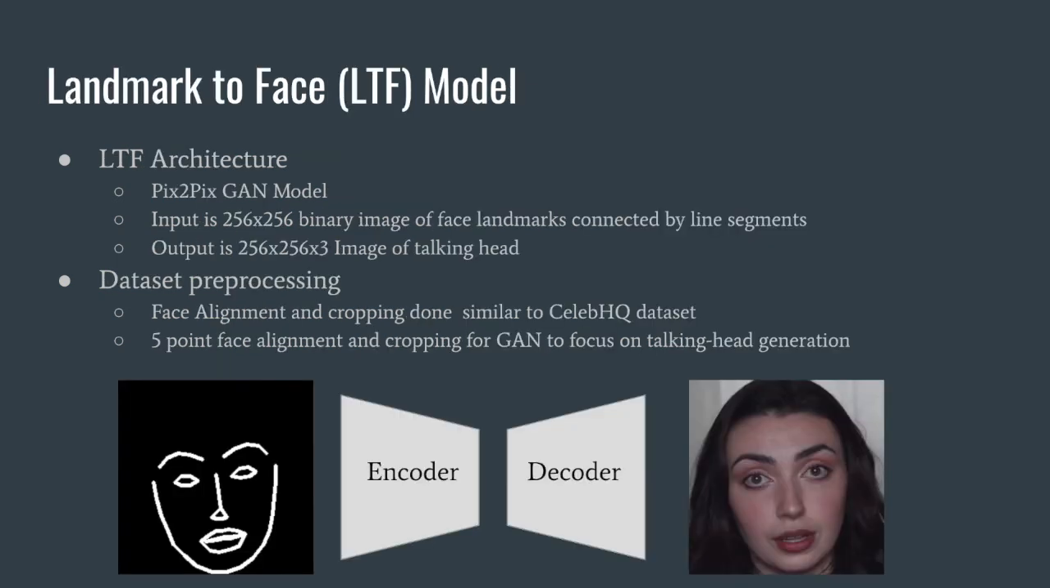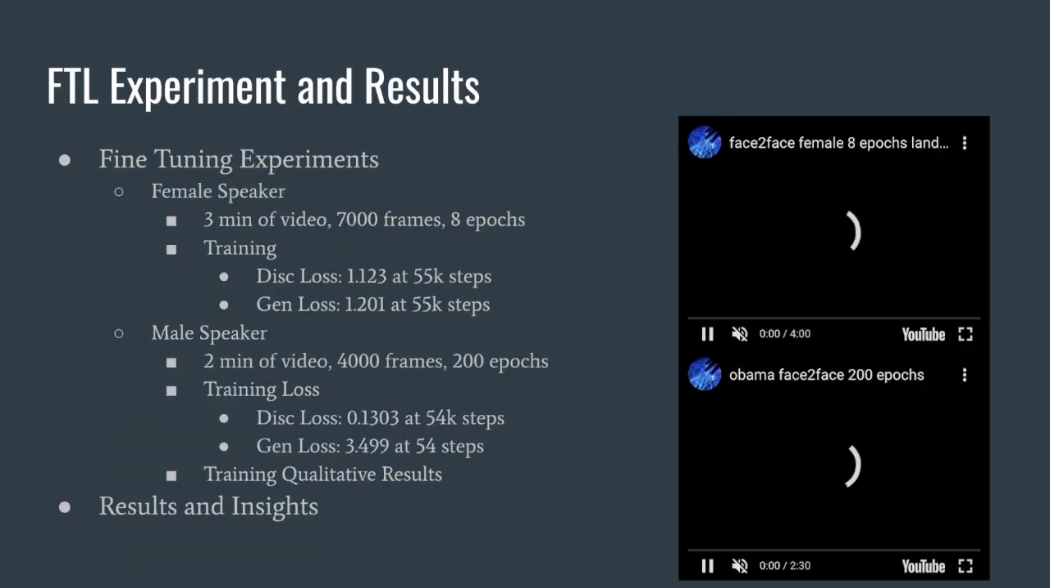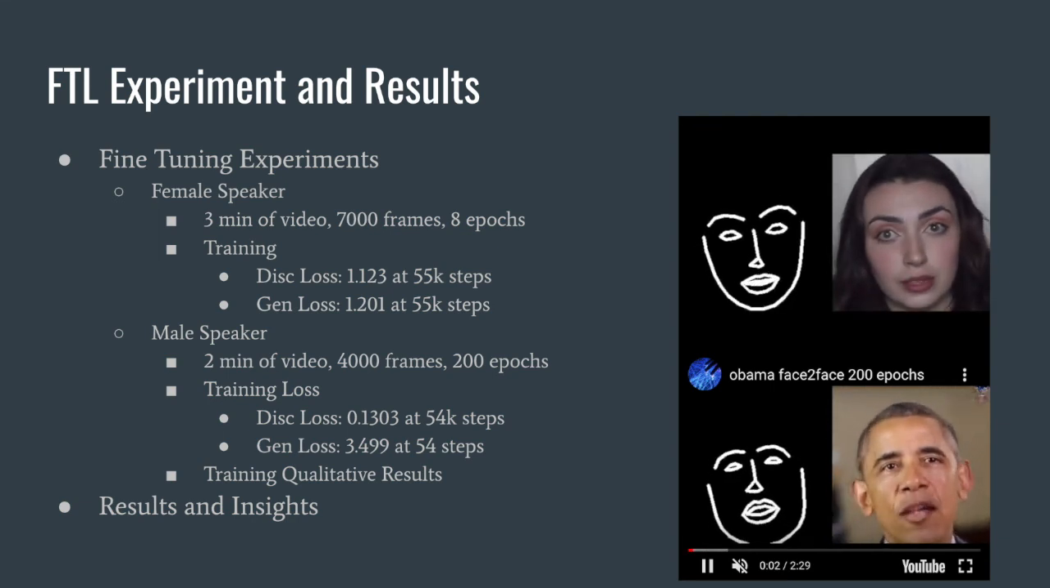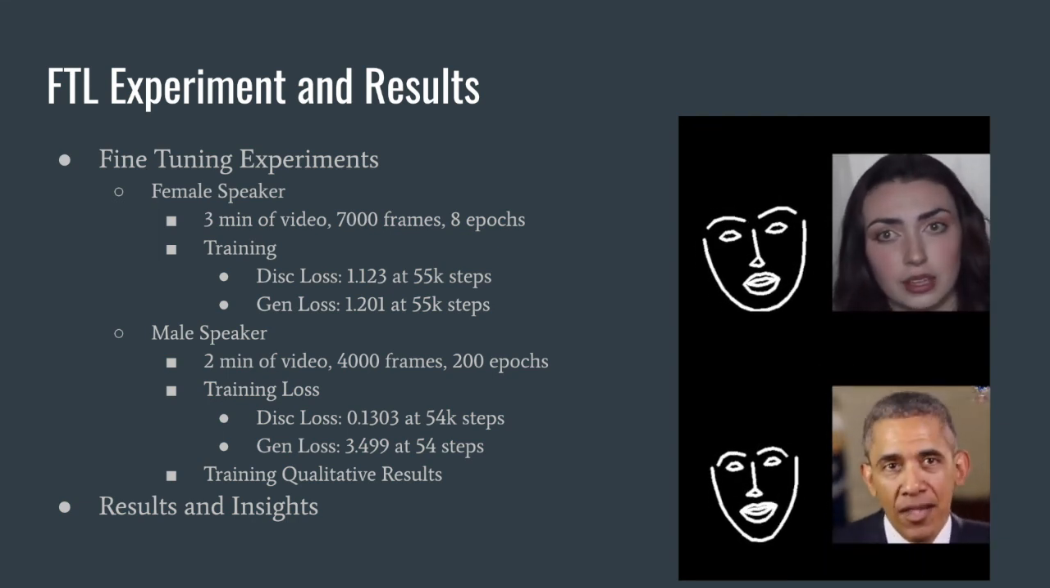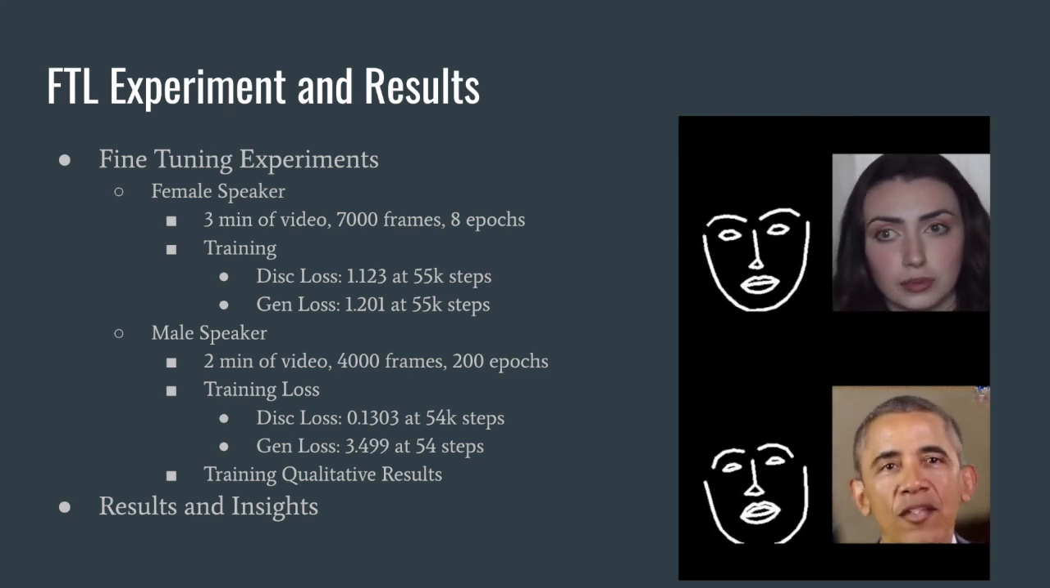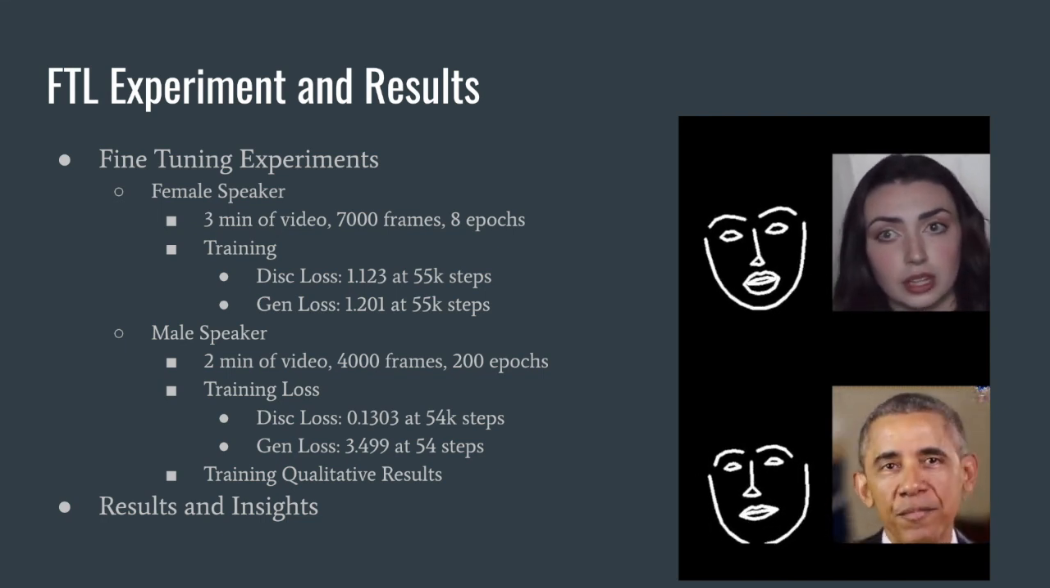Next, we talk about our landmark to face model. We use a pix-to-pix GAN model that uses an input image of face landmarks converted to a binary image, and then using an encoder-decoder model, we generate an RGB image of a talking head. We conducted experiments on fine-tuning this pix-to-pix model using female speaker sequences as well as male speaker sequences. What we end up with is we're able to successfully generate realistic talking head videos directly from face landmarks.